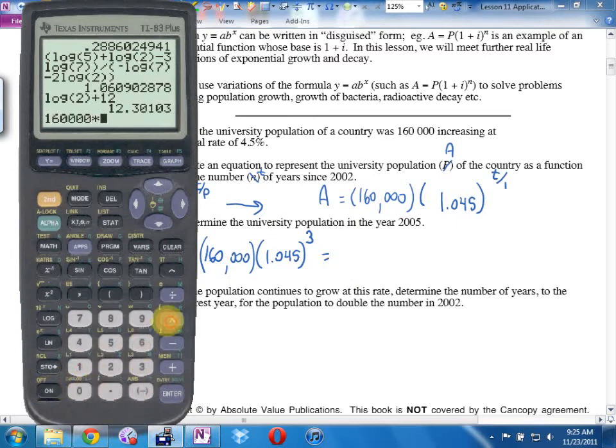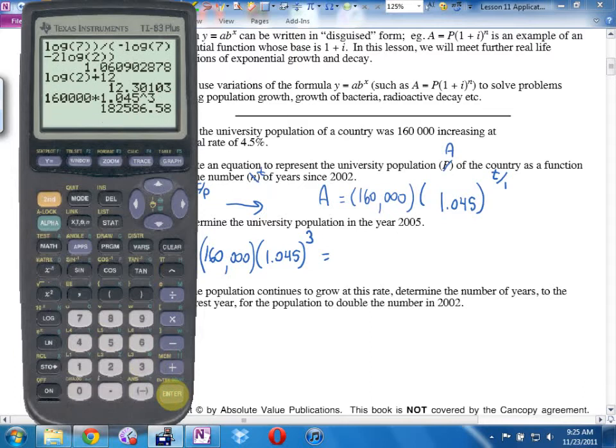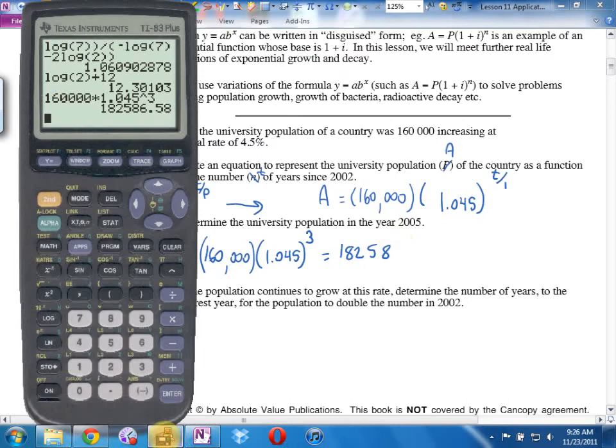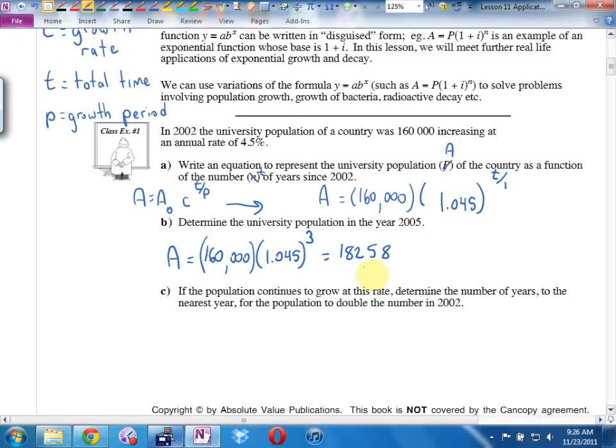You got 182,586.6? Yes? 182,580. Can we have 0.6 of a person? No, can we have 0.6 of a person? Well, let's round up. 182,587. Yes? Okay.